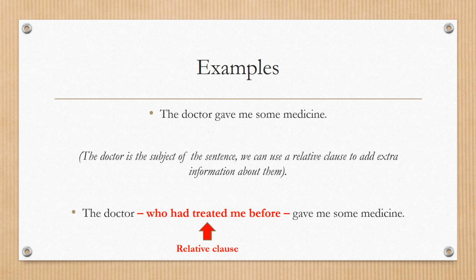Now I've got the doctor who had treated me before gave me some medicine. We have a relative clause in the middle of the sentence. It's marked by a pair of dashes, and we've used the relative pronoun who because we're giving extra information about the doctor, and the doctor is a person, so we must use who or whose, and it's who, which makes better sense in this sentence. Again, if I removed that relative clause, the sentence still makes sense as a main clause on its own.